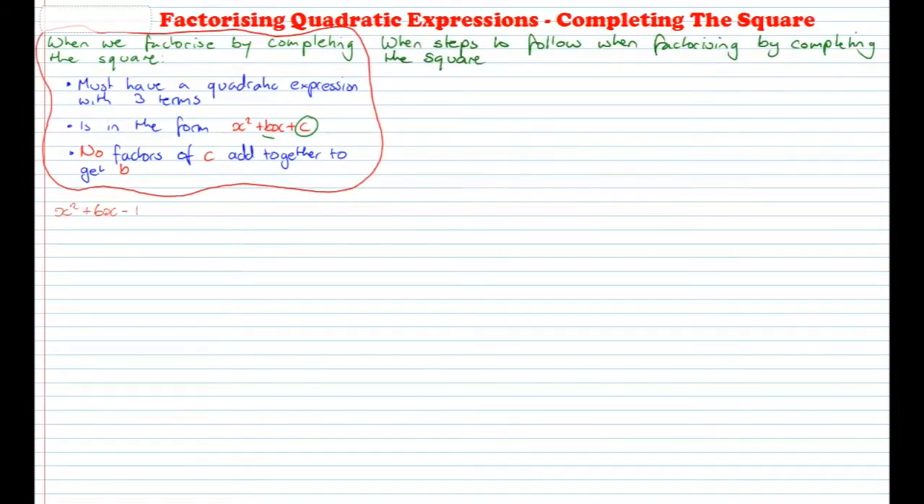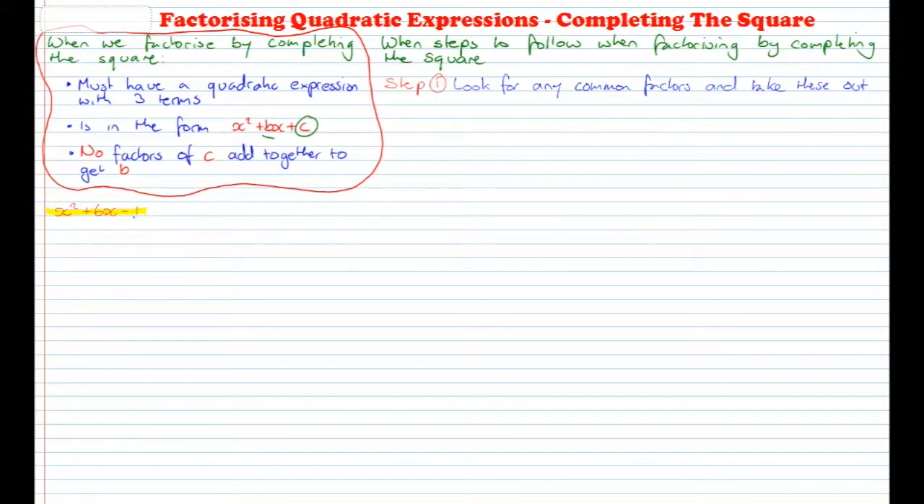And here are the 5 steps that you need to follow when factorising by completing the square. I'm going to use the quadratic expression x squared plus 6x minus 1 to demonstrate these. Step 1: look for any common factors and take these out. Are there any common factors between x squared, 6x and negative 1? No, there's not.